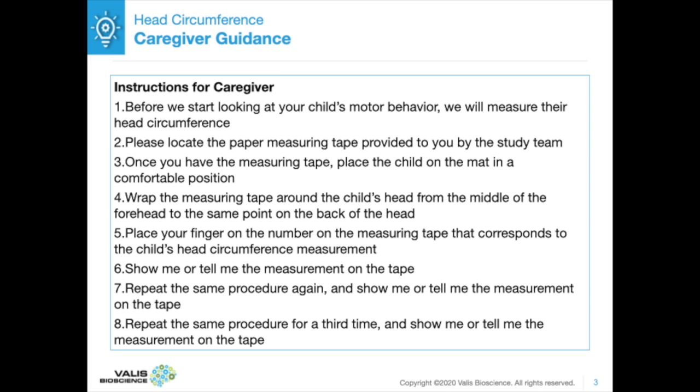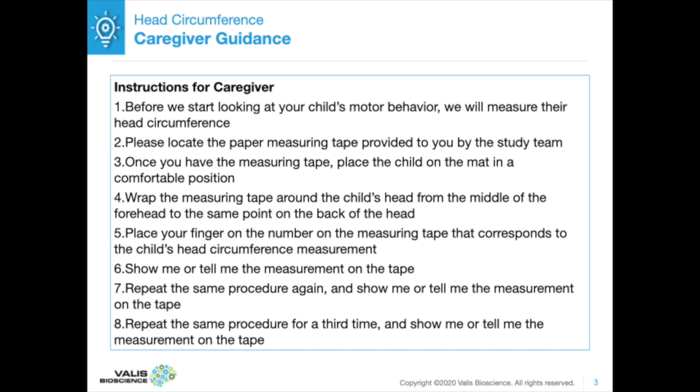Before we start looking at your child's motor behavior, we will measure their head circumference. Please locate the paper measuring tape provided to you by the ASPER study team. Once you have the measuring tape, place the child on the mat in a comfortable position. Wrap the measuring tape around the child's head from the middle of the forehead to the same point on the back of the head. Next, place your finger on the number on the measuring tape that corresponds to the child's head circumference measurement. Now, show me or tell me the measurement on the tape in inches or centimeters. Once the caregiver has provided you with the first measurement, record it on the head circumference CRF. Then, say to the caregiver.